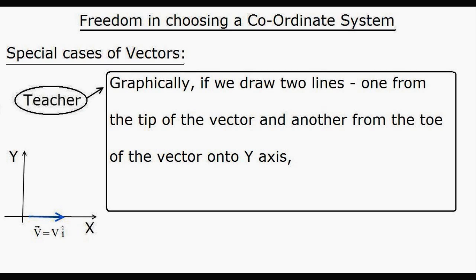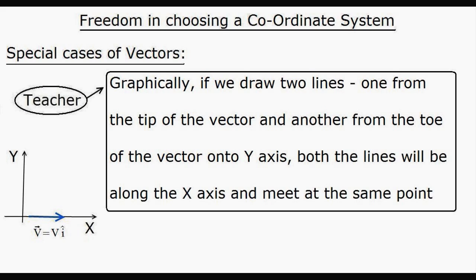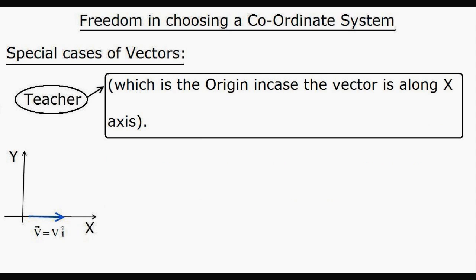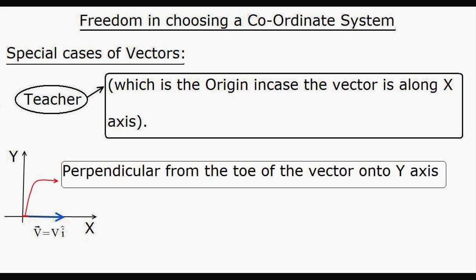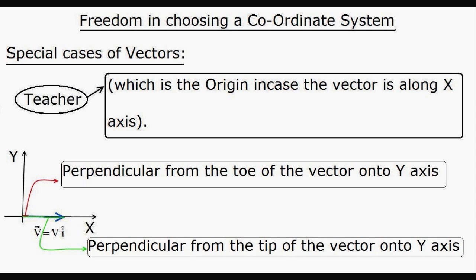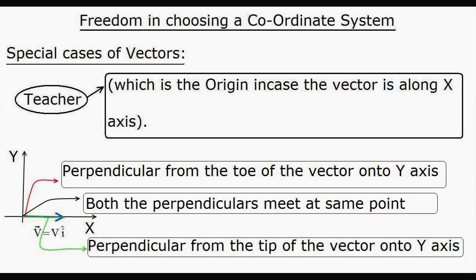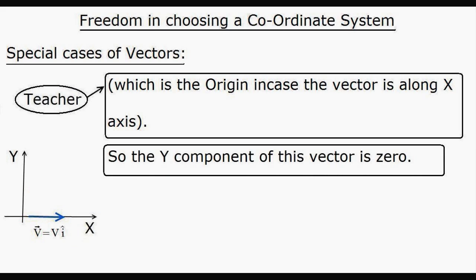Graphically, if we draw two lines, one from the tip of the vector and another from the toe of the vector onto the y-axis, both the lines will be along the x-axis and meet at the same point, which is the origin in case the vector is along the x-axis. So the y component of this vector is 0.